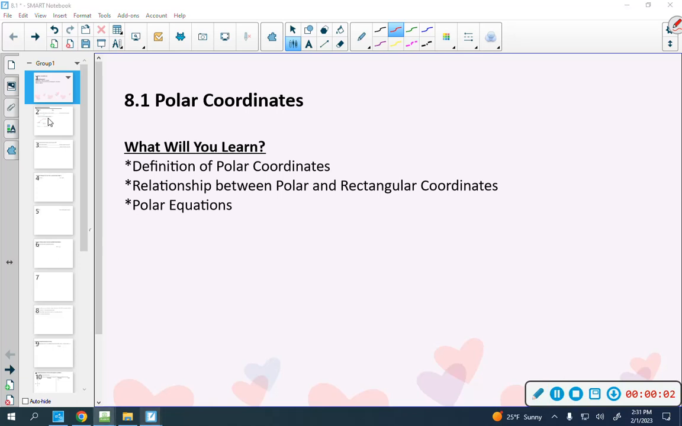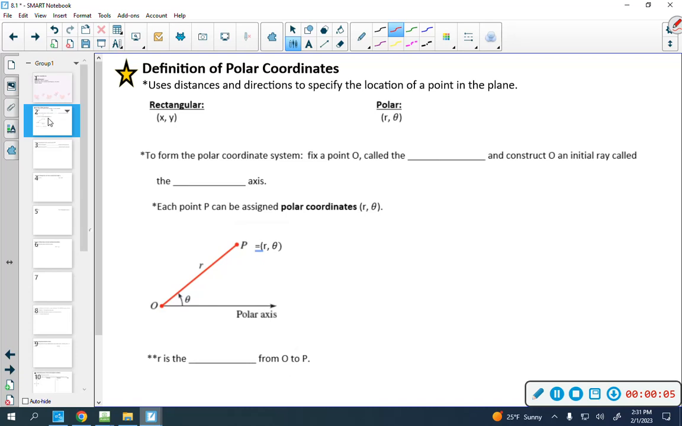Let's do this. So polar coordinates, of course, are another way to... here we go, people, quiet and listening.